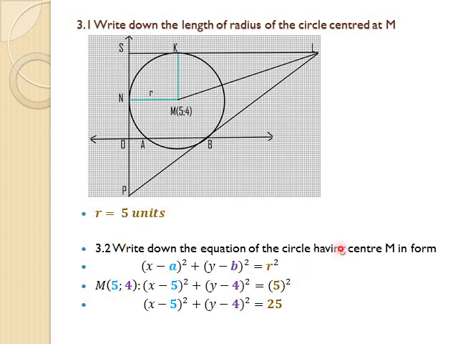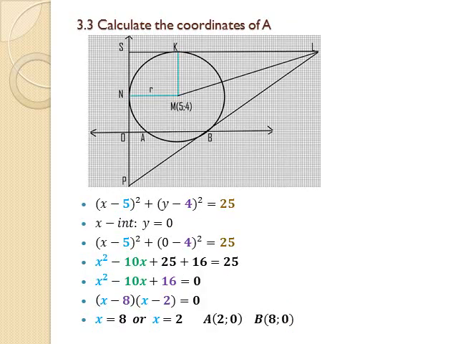3.2: Write down the equation of the circle having center M in the form (x minus a) squared plus (y minus b) squared equals r squared. First I substitute my center coordinates, M (5, 4). So a, positive 5, becomes negative 5. b, positive 4, becomes negative 4 squared. My radius is 5 units, so that becomes 5 squared, which is simply 25. So my equation reads (x minus 5) squared plus (y minus 4) squared equals 25. Let's look at the next question.